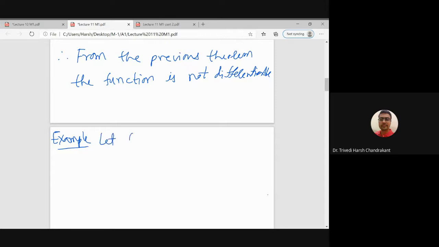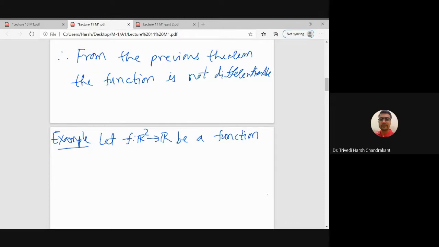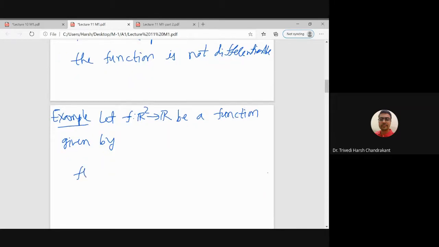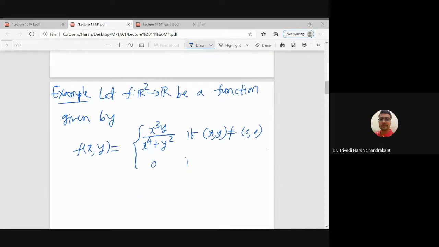So we have a function f from R2 to R given by f(x, y) equals x cube y divided by x power 4 plus y square if (x, y) is not equal to (0, 0), and the value of the function is 0 if our point is the origin.